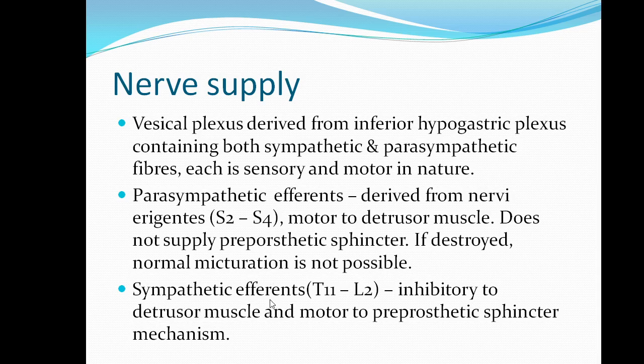The sympathetic efferents or motor fibers are derived from T11 to L2. They are inhibitory to the detrusor muscle and they are motor to the preprostatic sphincter mechanism.